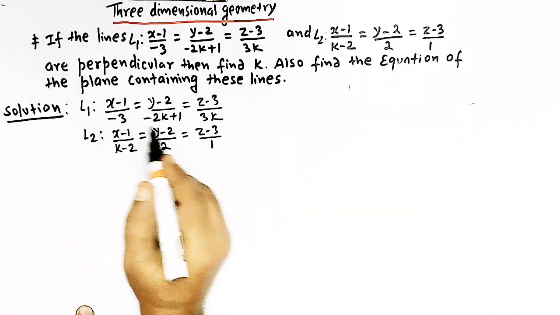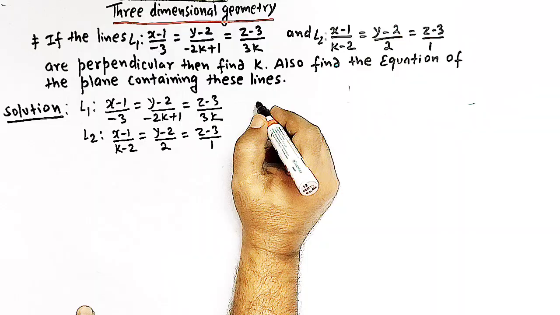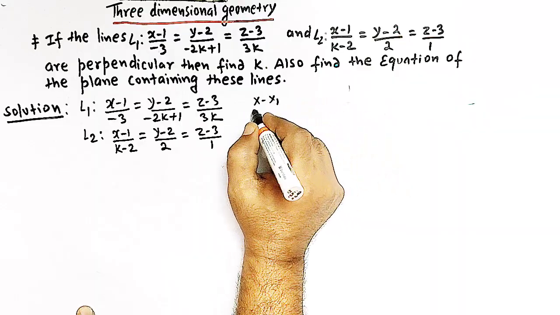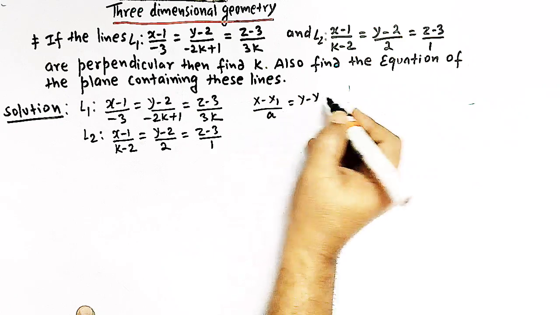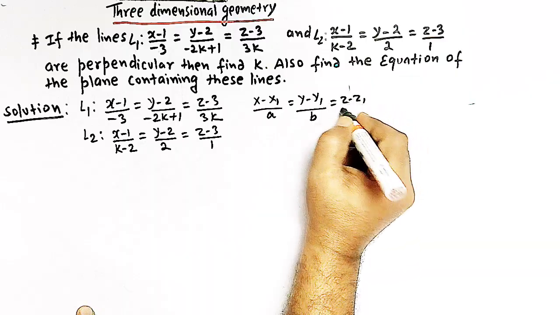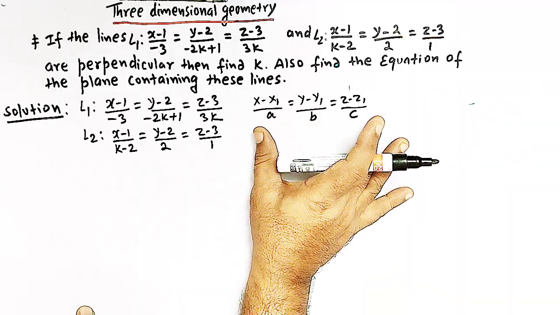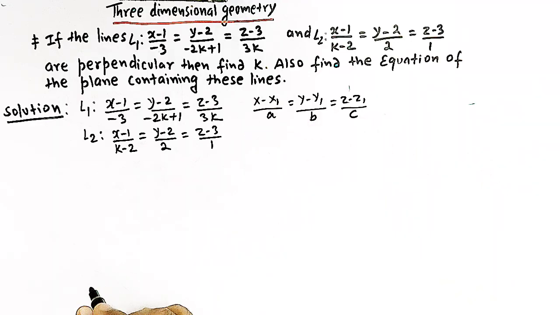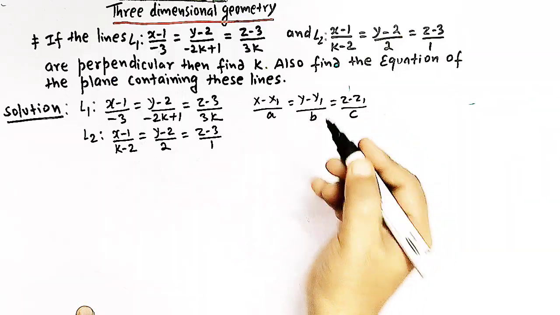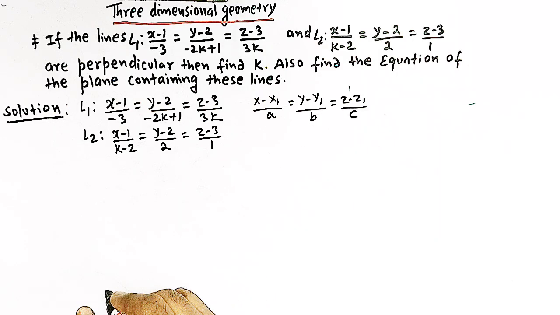So now if we compare the equations of these two lines with the symmetric form of the straight line in three dimensions, then we have (x minus x1) over a, (y minus y1) over b and (z minus z1) over c. So this is the symmetric form of the equation of a line in three dimensions, where x1, y1, z1 is the point through which the line passes, and here a, b, c are the direction ratios of the line.